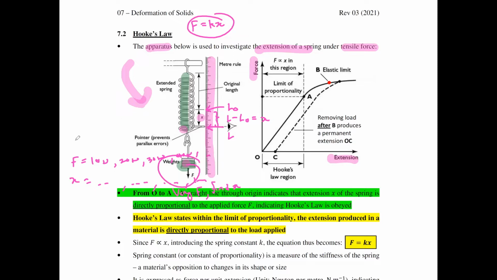So what you want to do from there is plot a graph of force versus extension. When you plot a graph of force versus extension, typically for a spring, you will tend to see something that looks like this. Let's just focus on the solid line first. This is an apparatus that you use to measure the extension of a spring under load, from which you can deduce something called Hooke's law. All right. So let's look at the graph.